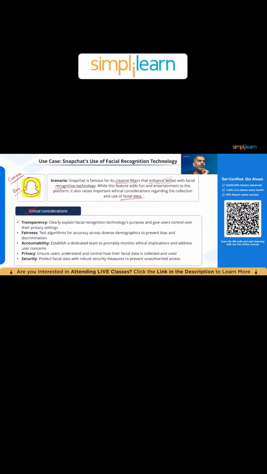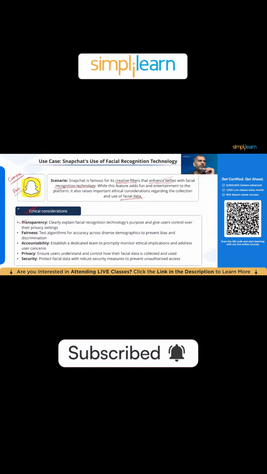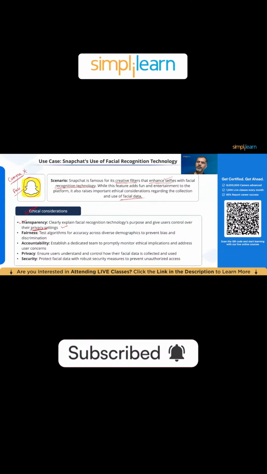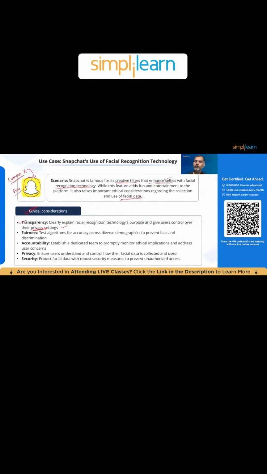So the very first thing is transparency, as we have just seen in the key principles of data ethics. That means Snapchat has to clearly explain the purpose of the facial recognition technology and give users control over their privacy settings. Whenever we release such features in our applications, we have to clearly explain what technology is being used to play with your facial image. And over this, they have to give users the control power to decide whether they consent to using their face for these purposes or not. So it gives full control over the privacy settings. If a user is not interested, he can deny camera access for this particular application. This is where we talk about control and permissions.